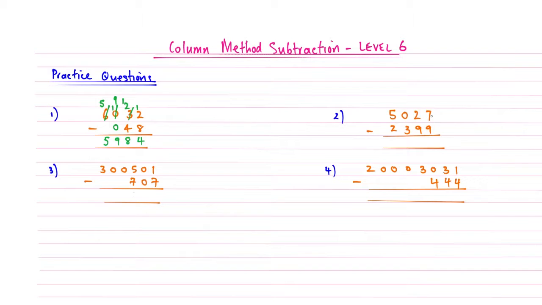Question number 2 then. 7 subtract 9 we can't do. So we move across to the 2. We're going to borrow 1 from there, and then that 1 is going to live next to the 7. So 17 subtract 9, that's going to give me an answer of 8.